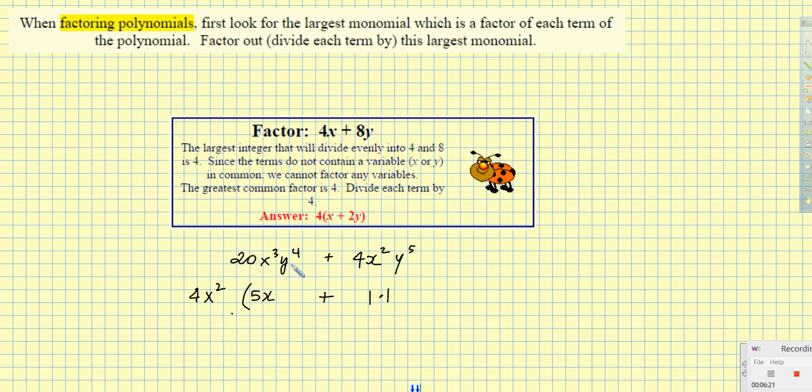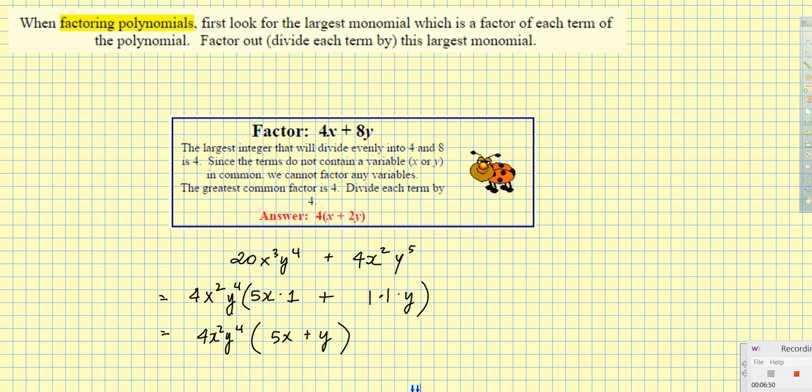And then between y to the 4th and y to the 5th, I can remove a y to the 4th, which means that y to the 4th divided by y to the 4th would technically give me 1 left over in the parentheses, and y to the 5th divided by y to the 4th would give me a y. Therefore, my final answer here would turn out to be 4x squared y to the 4th times (5x plus y).